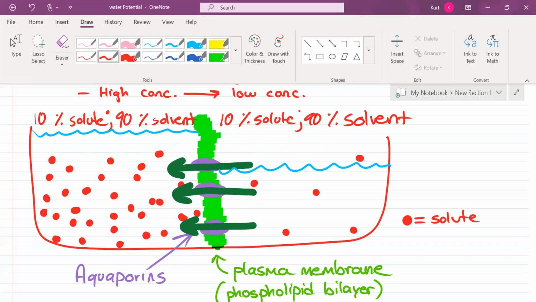Now, one thing to keep in mind is water will always diffuse towards whichever area has a greater concentration of solute.